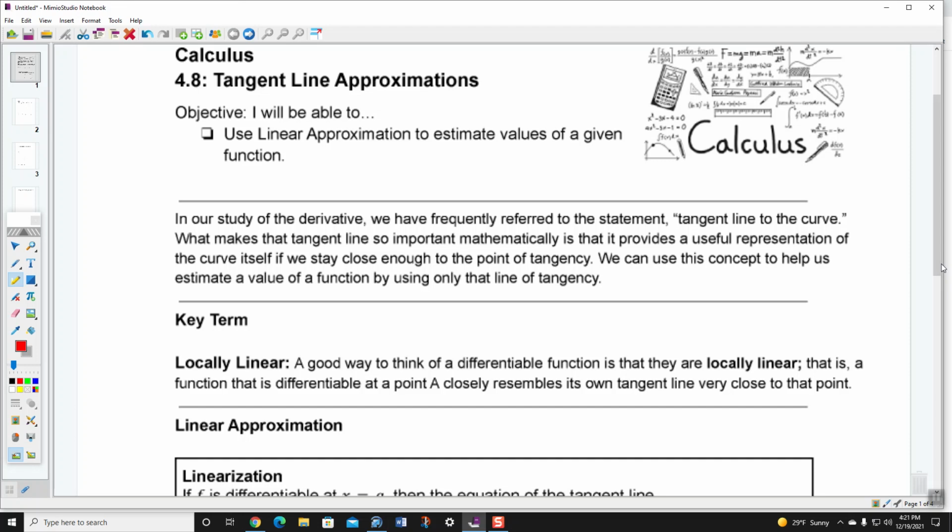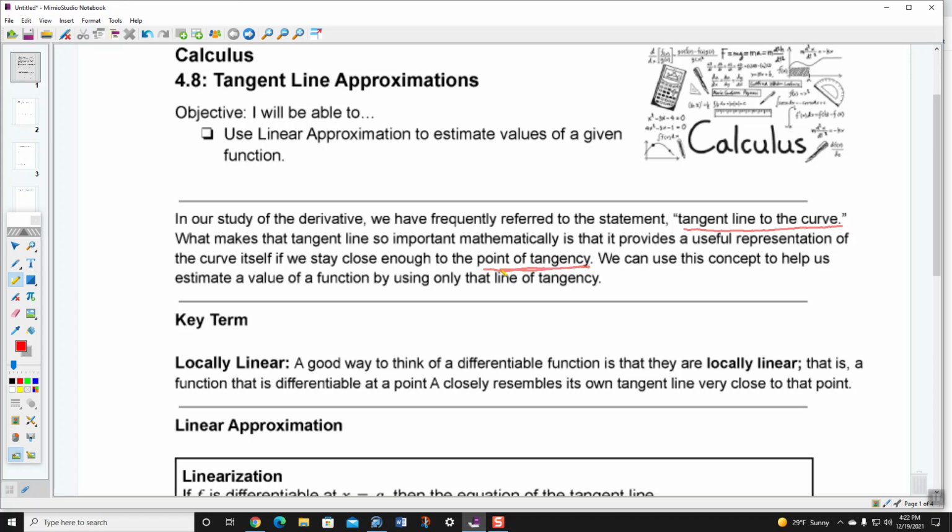So right here, a little paragraph. It says, in our study of the derivative, we have frequently referred to the statement tangent line to the curve. This has been something that's been focal for us this year. And we've spent a lot of time writing tangent lines to points on a curve. What makes a tangent line so important mathematically is that it provides a useful representation of the curve itself. In other words, it tells us how quickly something is changing. We've talked about instantaneous rates of change. But it also provides a representation of the curve itself if we stay close enough to the point of tangency.